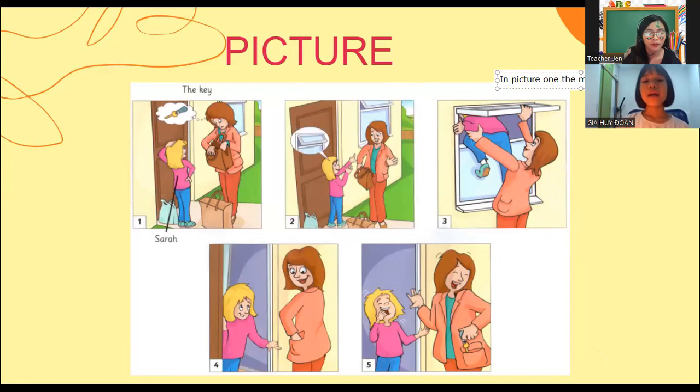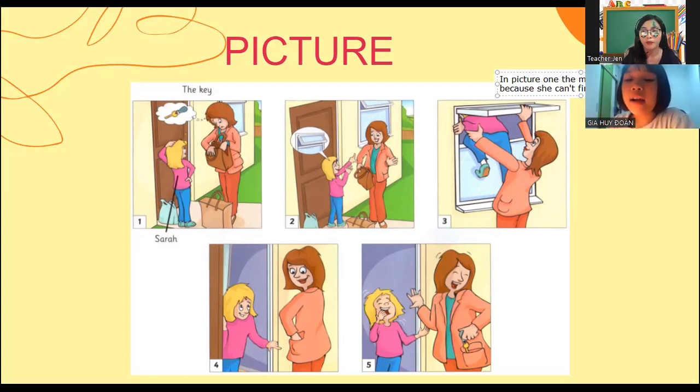Let's wait, Hannah. Start with number one first. In picture one, the mother is panicking because she lost her key, I think. Because she can't find her key. Yes, she can't find the key. Okay. Next, what happened in picture two?